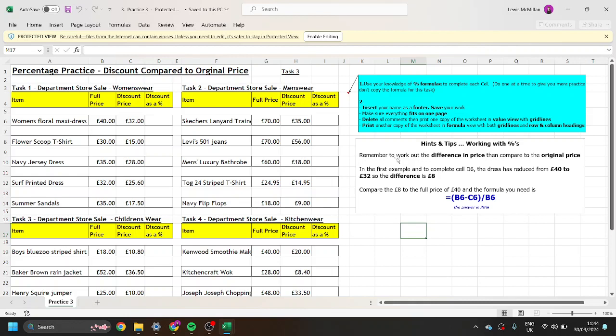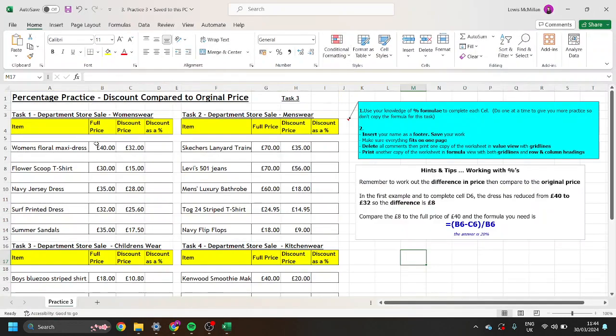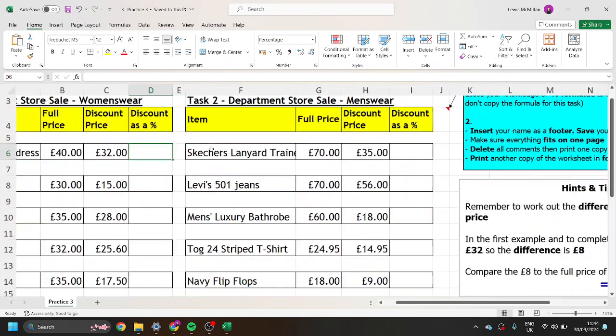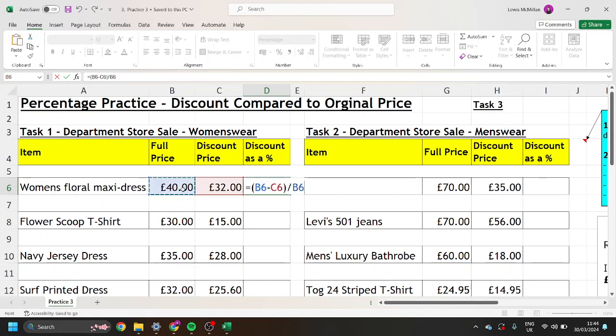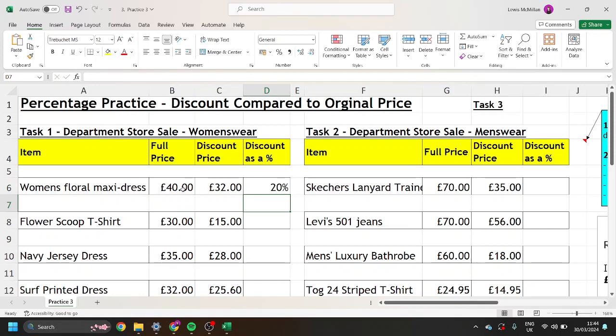We have a women's floral maxi dress here at £40 full price. They are discounting it to £32. So they need to figure out how much discount as a percentage there has been. So we need to find out the difference. We're going to take the full price and take away the discount price. So now we know how much it has been discounted by. This is an £8 decrease. We're going to divide that £8 by the original price to find out we have decreased it by 20%.